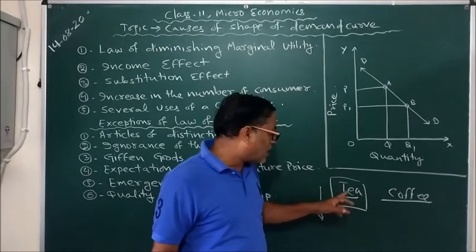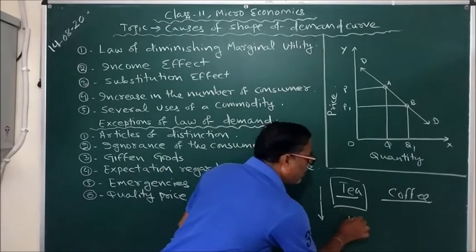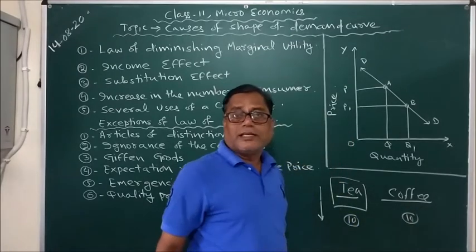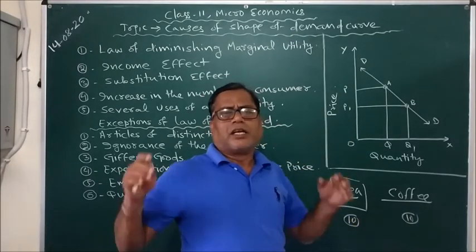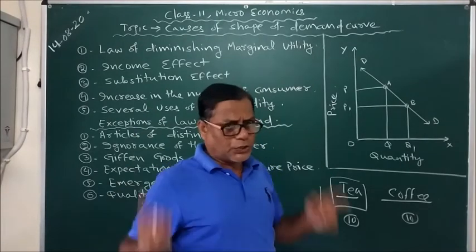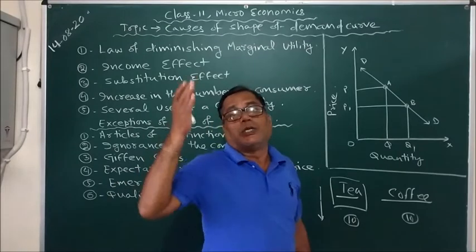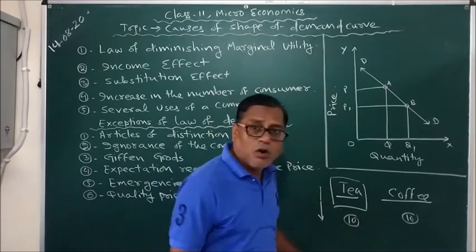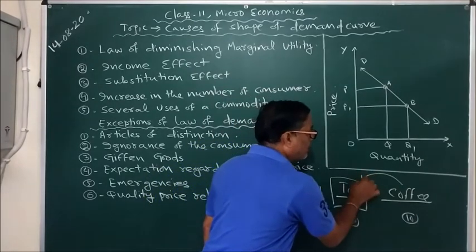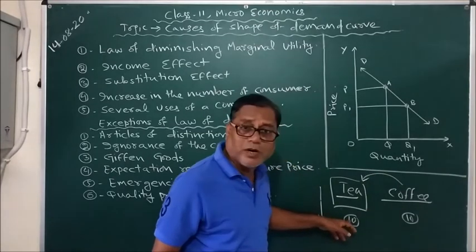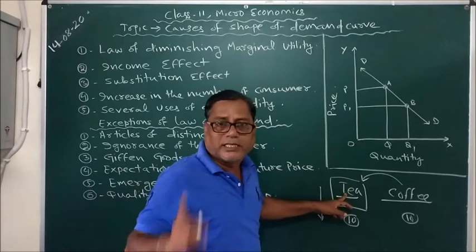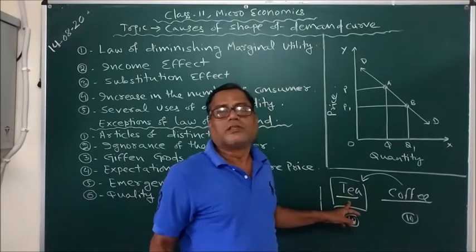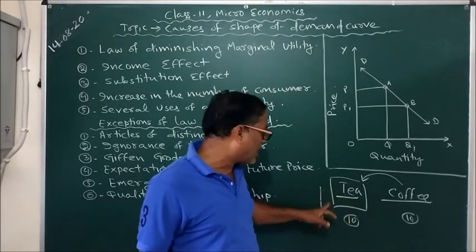Because see, earlier suppose 10 people were consuming tea, and 10 people were consuming coffee. And it is an instinct or a natural reflection of a consumer that he prefers to buy at a cheaper price. So, what will happen? When the price of tea falls, then obviously some of the coffee consumers will shift to tea, and the number of consumers buying tea would increase, and as a result the demand for tea increases.